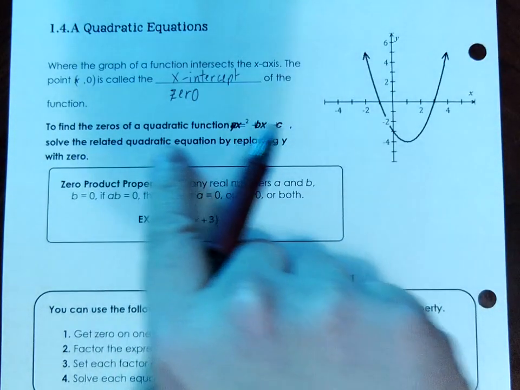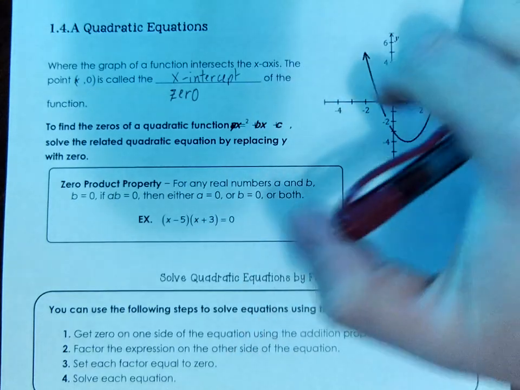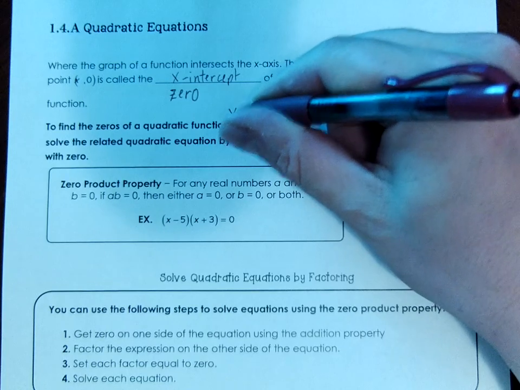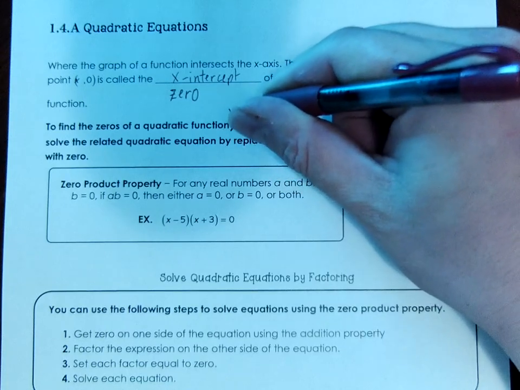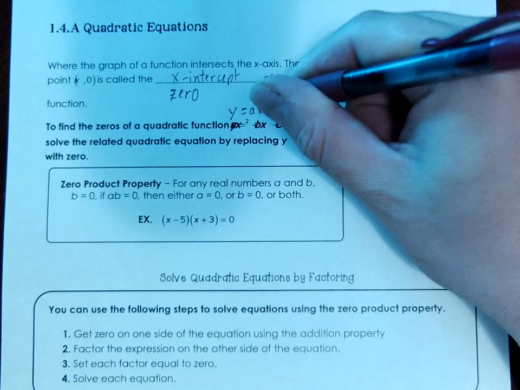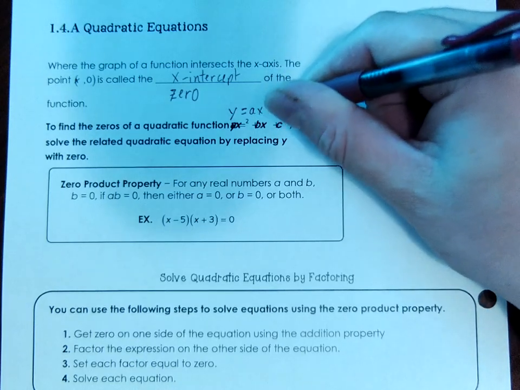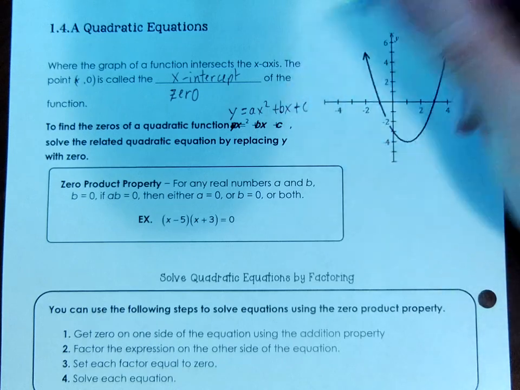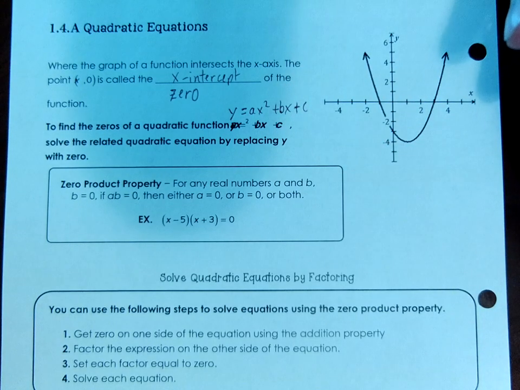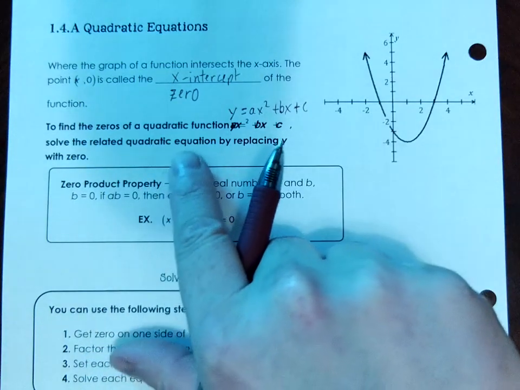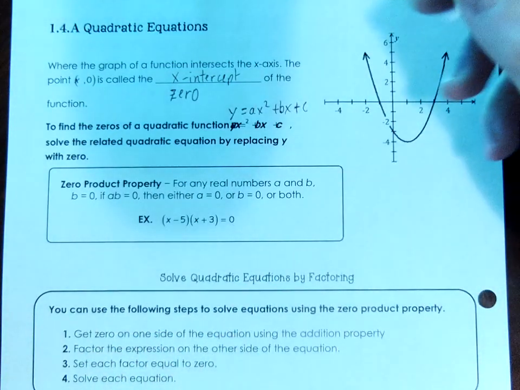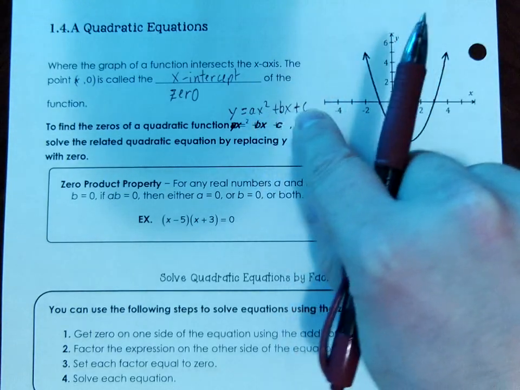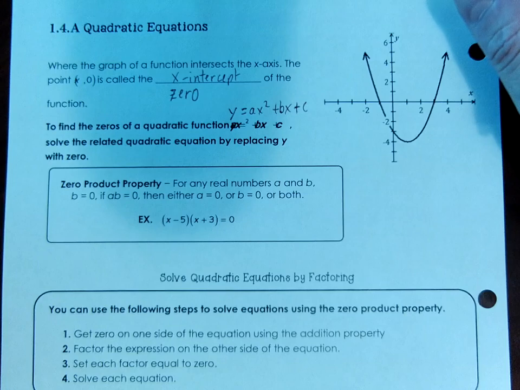And to find the zeros of a quadratic equation, again, this got printed off weird. This is supposed to say y is equal to a times x squared plus b times x plus c. Solve the related quadratic equation by replacing y with 0. So you would say 0 is equal to ax squared plus bx plus c, and then you would either factor or use the quadratic formula, which is what we're going to be working on here.